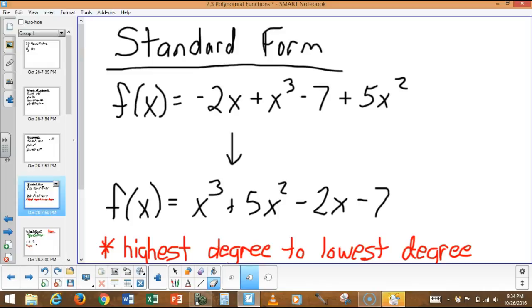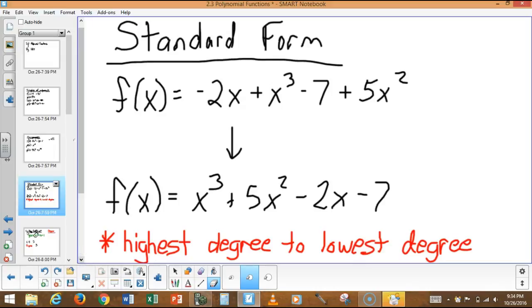Next thing we're going to look at with polynomials is standard form. Standard form is basically taking the function and writing it from highest degree to lowest degree in descending order. Degree is referring to our exponents. So if we start with f of x equals negative 2x plus x cubed minus 7 plus 5x squared, if we rearrange those terms from highest degree to lowest degree, the function would be f of x equals x cubed plus 5x squared minus 2x minus 7.